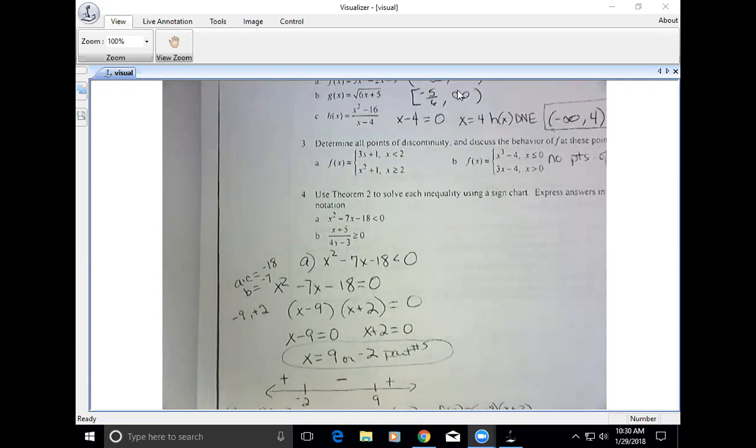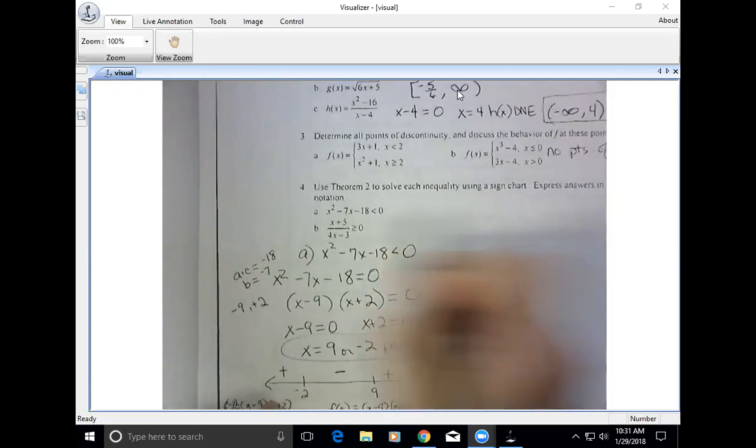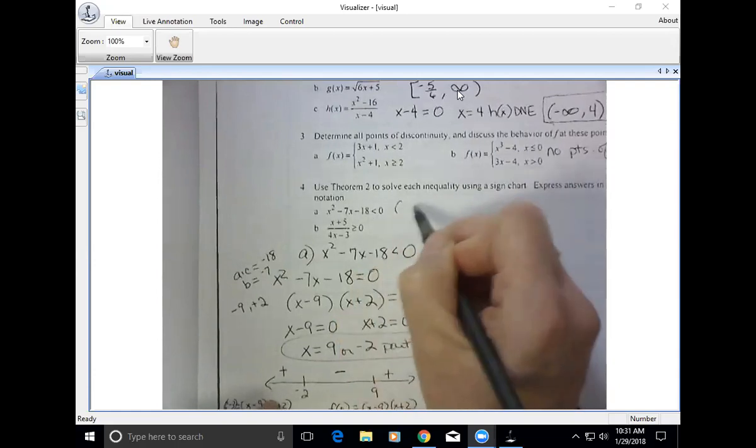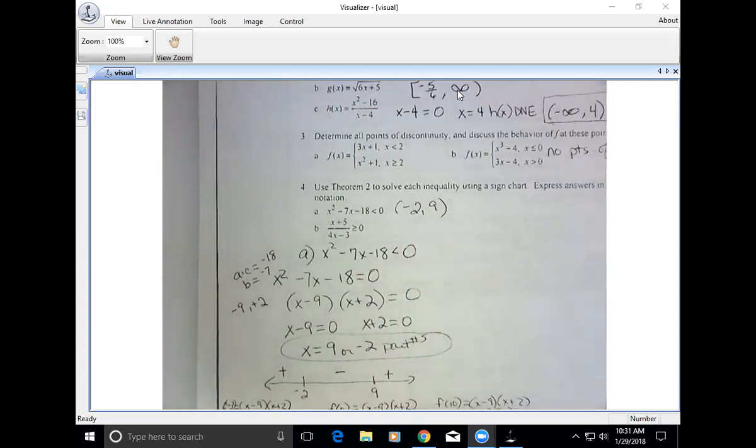Now, do I include those values or not? No, because those values actually make it 0, right? If this had an or equal to, I would include them. Since it doesn't, I am going to express the interval where this is negative as being between -2, comma, and +9. Does that sort of make sense? It's not necessarily difficult, but there are several steps you've got to remember to do to figure this thing out.